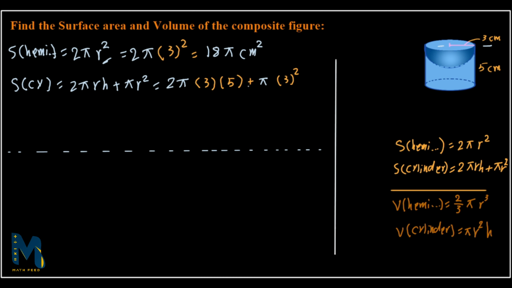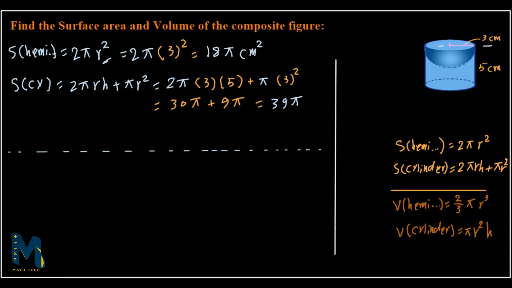Now by a calculator we can solve them. 3 multiplied by 5 is 15, and multiplied by 2 it will be 30 pi, plus 3 to the power 2 is 9 pi. So 30 pi plus 9 pi is 39 pi. This is how we find the surface area of a cylinder.